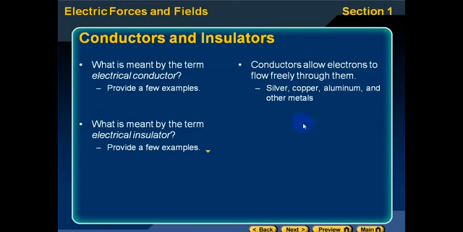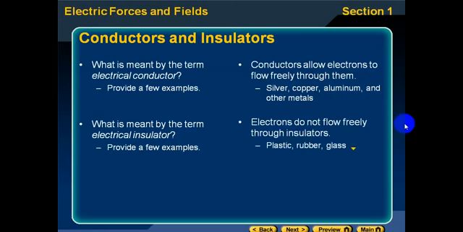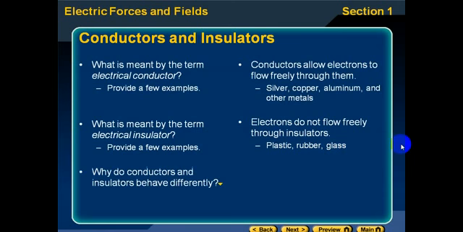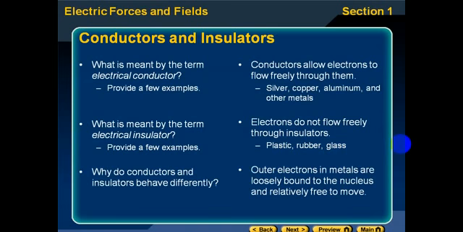What is meant by the term electrical insulator? Provide a few examples. Electrons do not flow freely through insulators. Insulators can be plastic, rubber, glass, wood, paper. So why do conductors and insulators behave differently? Outer electrons in metals are loosely bound to the nucleus and relatively free to move.